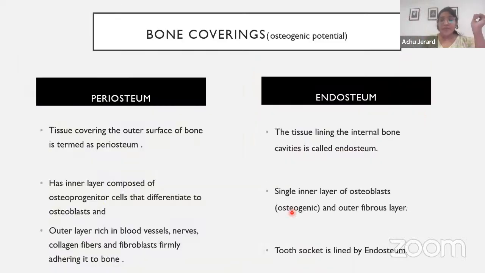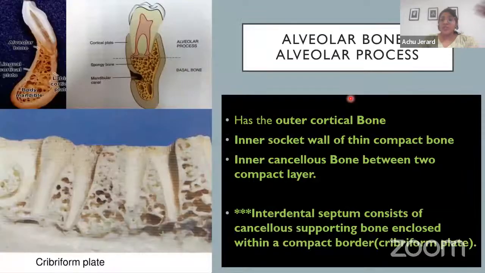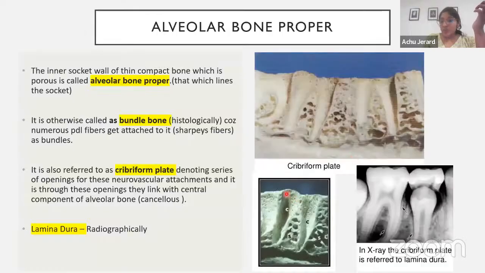Okay. And then another thing is the periosteum. This alveolar bone, alveolar process, has this periosteum and endosteum. Periosteum is the outer tissue that covers the bone, while endosteum is that tissue that lines the inner bone cavity. This is the bone cavity, this inner lining. So the tooth socket wall, isn't it? The one here. Here you have the endosteum because it's a bone cavity.